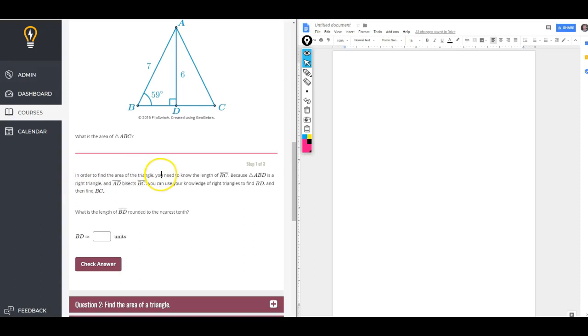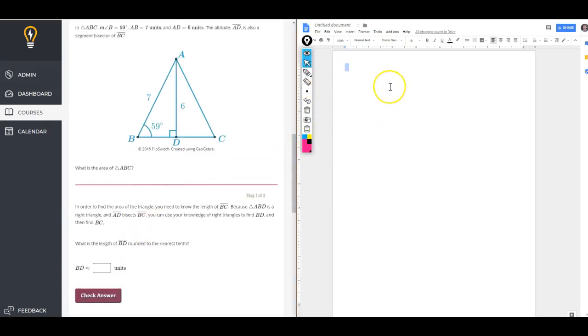So in order to find the area of the triangle, you need to know the length of segment BC because triangle ABD is a right triangle and segment AD bisects segment BC. You can use your knowledge of right triangles to find the length of BD and then find the length of BC. So what they mean is if I know the length of BD, then I can just double it to find the total length of BC. So that's why it's wanting us to first find the length of BD.